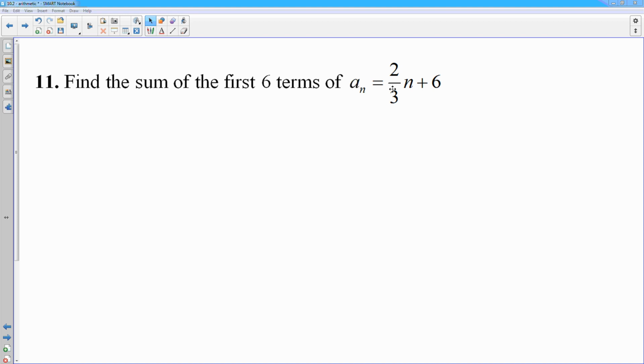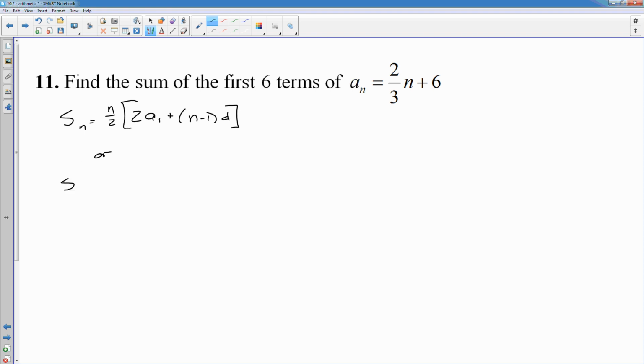Same formula, 2/3 n plus 6. I want to find the sum of the first 6 terms. Now, this is a problem where I could use that formula. The sum of the first n terms is n over 2 times 2 times the first term plus n minus 1 times d. But this is one of those rare cases where we actually have the option of using the formula n over 2 times your first term plus the last term.